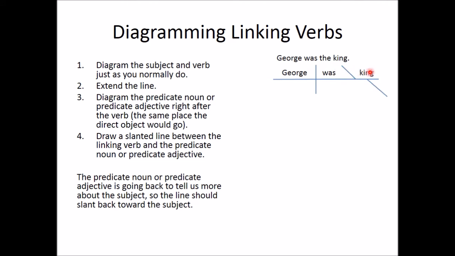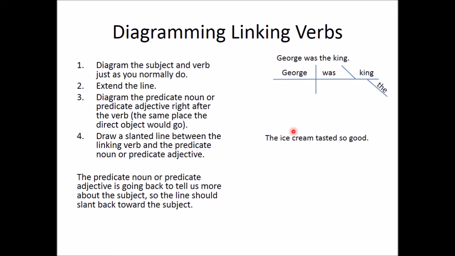Okay, let's try one with the predicate adjective. Oh, first we have to put that adjective in there. So remember that because this is a noun, nouns can be described by adjectives, right? So if there are any adjectives describing this noun, they're going to be diagrammed underneath the noun just like all normal adjectives would be. So now let's look at a linking verb with a predicate adjective.